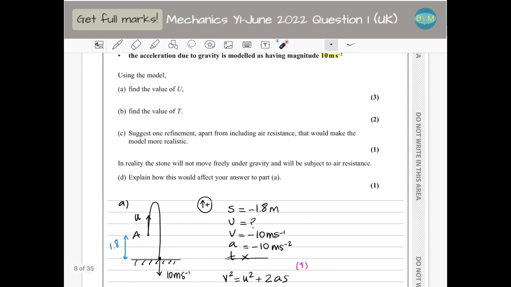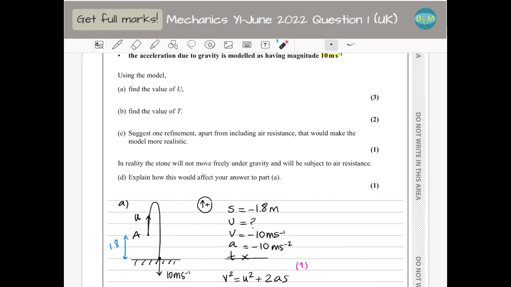And then D, this is the part that is confusing almost everyone. And I understand why. I would say my first reaction is the same as yours. I have seen this question before, and now I'm familiar, and I have this discussion with so many students. So let me show you. In reality, the stone will not move freely under gravity and will be subject to a resistance. Explain how this would affect your answer to part A. Part A is when they were asking us the initial velocity.